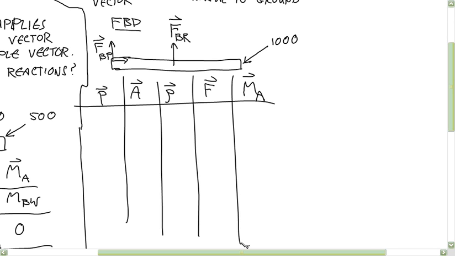We have to choose an about point. By what I said last time, it would make sense to choose an about point here or an about point here. I'm going to choose this one. Can anyone think of a reason why? Two variables? Yeah, two variables.